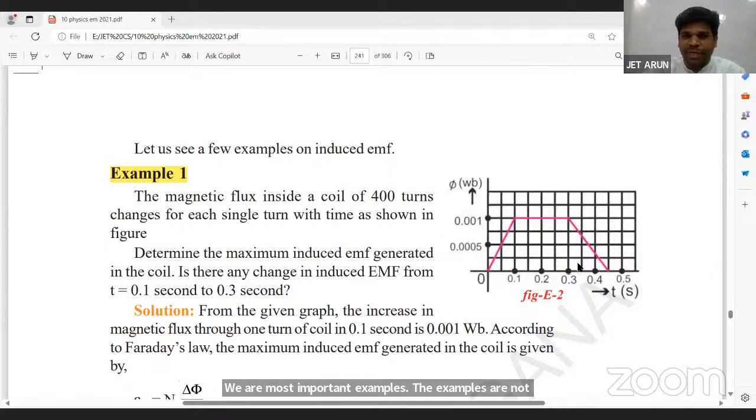Flux is changing this way as the graph is shown. First increasing, then remaining constant from 0.1 to 0.3 seconds, then from 0.3 to 0.45 seconds it decreases. So he's asking, is there any change in induced EMF from 0.1 to 0.3 seconds?